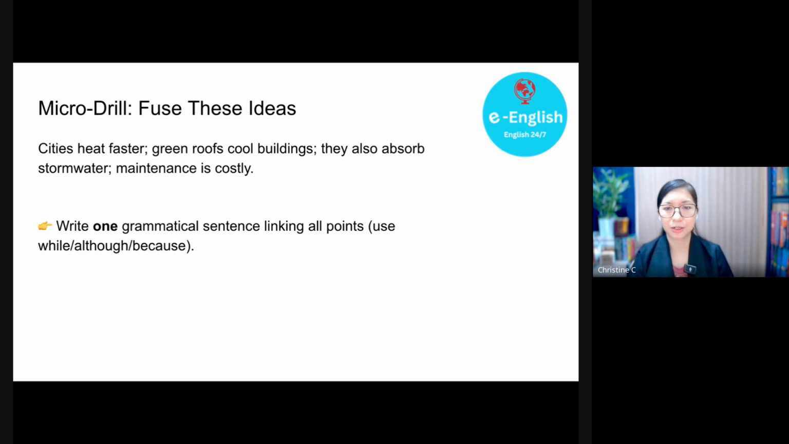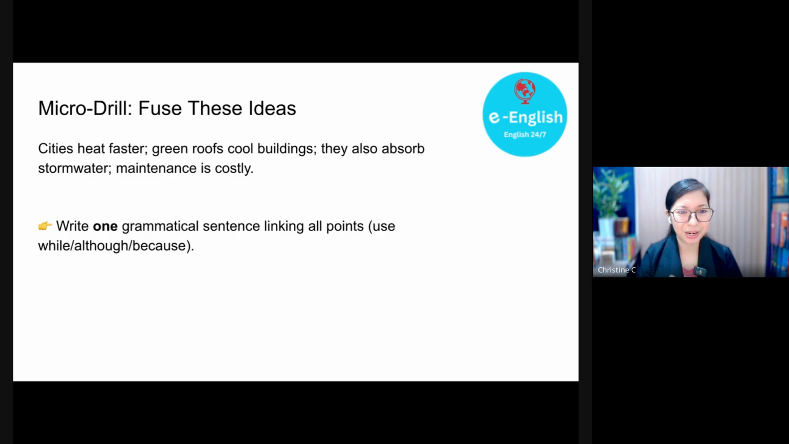So after this, let's move on to a tiny practice. Let's do a micro drill. Fuse these ideas. Suppose somebody read a passage and took these notes. Cities heat faster. Green roofs cool buildings. They also absorb storm water. Maintenance is costly. We cannot see the passage. We only see the notes. Can anybody try to write one clear sentence linking all these points? You can use connectors like while, although, because. What do you think is the connection among these ideas?